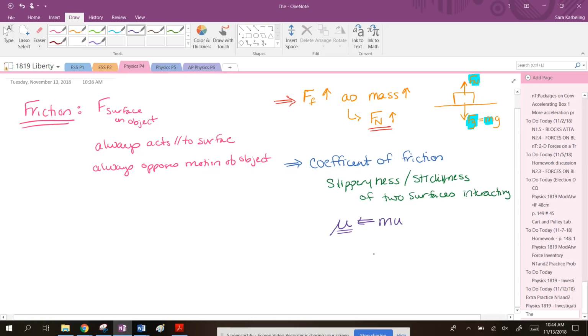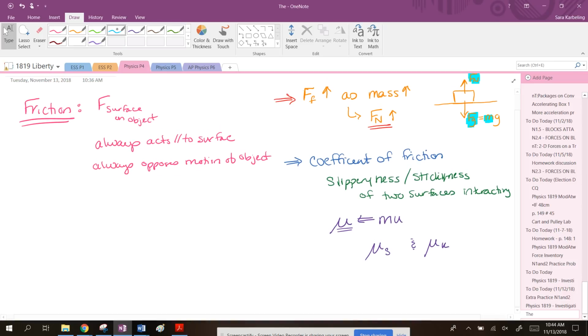And for any situation, you've actually got two different values for mu. Mu sub s and mu sub k. All right, so mu sub s is the static frictional coefficient, and k is the kinetic frictional coefficient. So we're going to put all of this together, and we're going to get an expression for the force of friction.